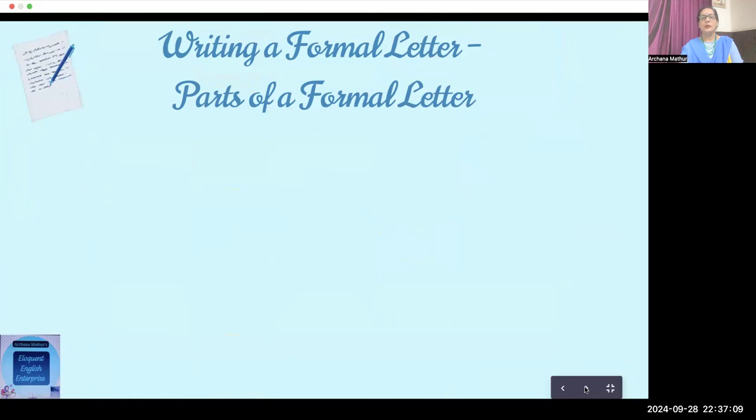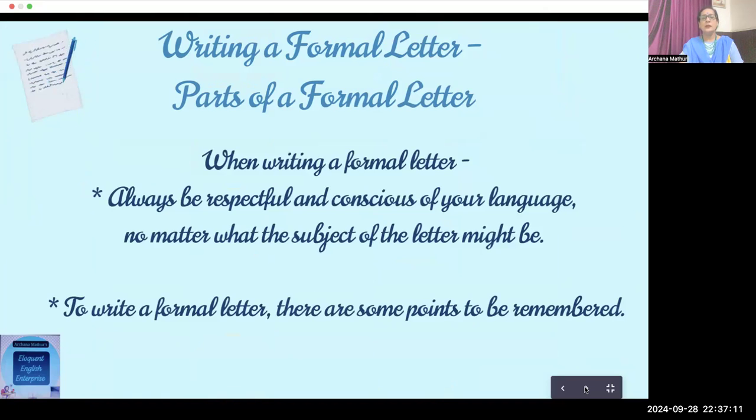So, writing of a formal letter, parts. What are the parts of a formal letter? Before you start, when you're writing a formal letter, be very respectful. Remember, the language has to be polite and respectful, and one needs to be conscious of one's language, no matter what the subject of the letter might be. It could be criticism, it could be bringing to light some problems, or maybe a reporting of certain crimes or irregularities. But the language has to be polite, and it has to be respectful.